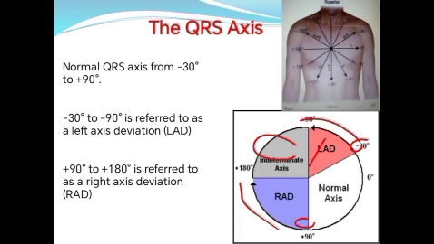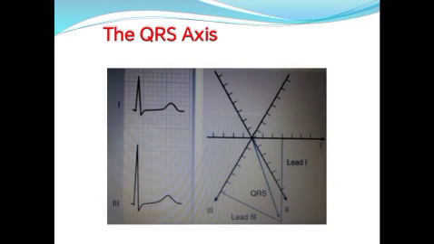Okay, and we see how we can determine that using lead 1 and lead 3. Usually lead 1 here is positive. You see this here, lead 1 is positive and lead 3 is positive. And now here, if it is like that, this is a normal one.